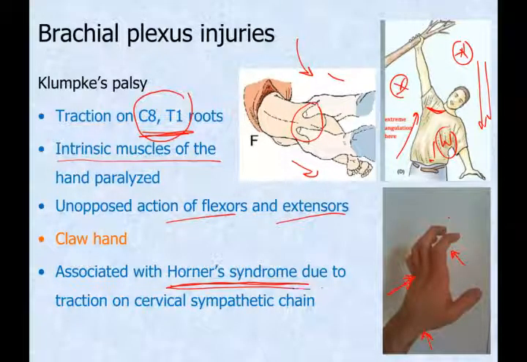You don't know about Horner's syndrome. It's too early for you to know about Horner's syndrome. So just drop it for the moment. Later on, you will revisit it. Not now.